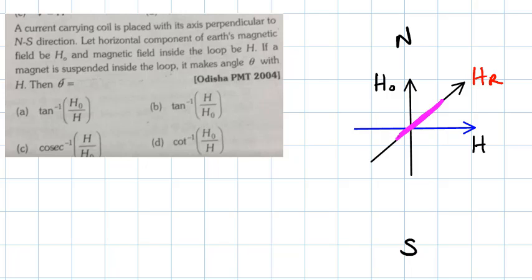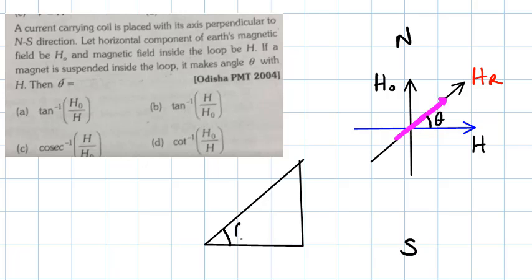So this is how your magnetic needle lies, and that will make an angle with H0 as well as with H. What is asked? It makes angle theta with H. So you need to mark angle theta here. This is angle theta. And now you can think about a triangle. In that triangle, it should look like this. A right angle triangle.